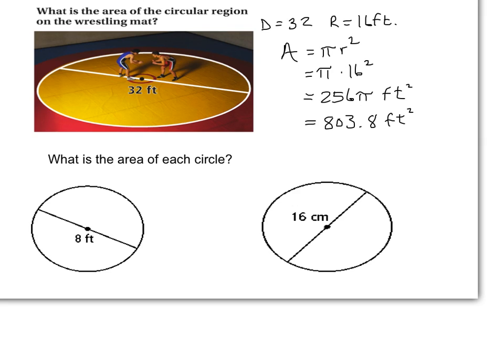Okay, two more examples here. What I want you to do is hit pause on your video, find the area of these two circles, and then see if you get them correct by playing them back later. Okay, now that you've hit pause, let's take a look here.